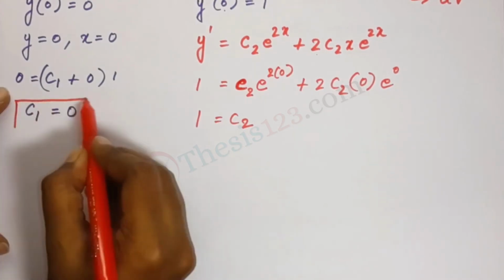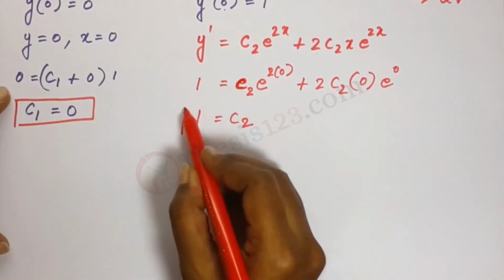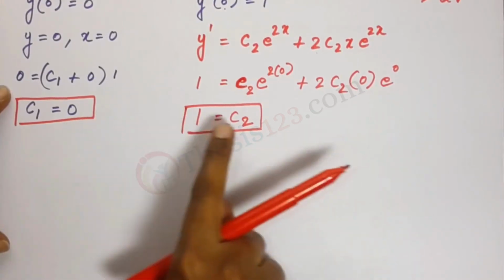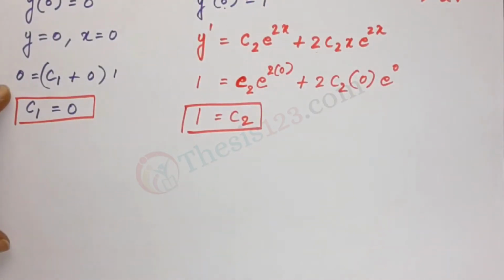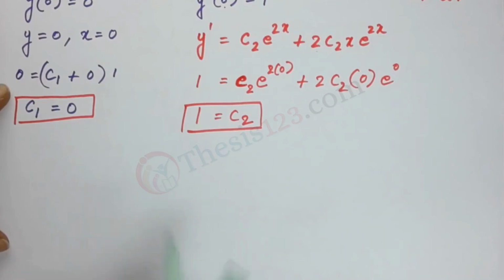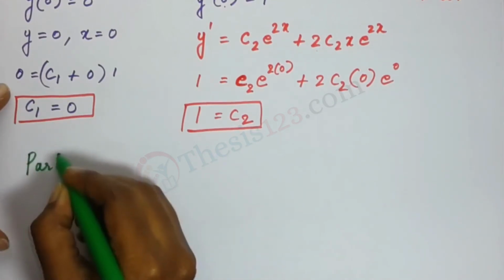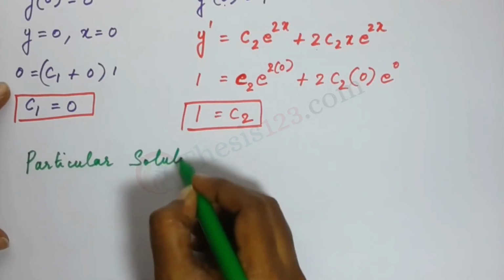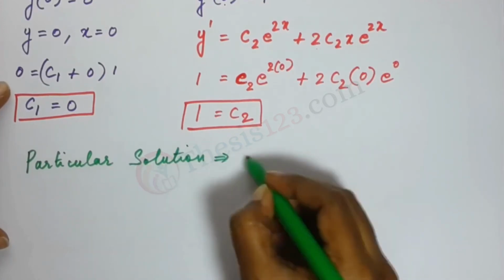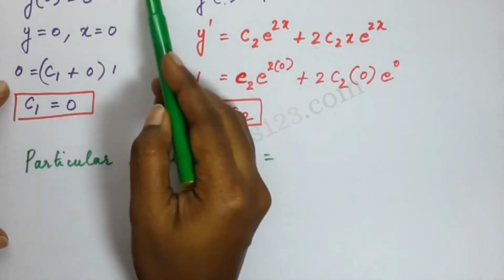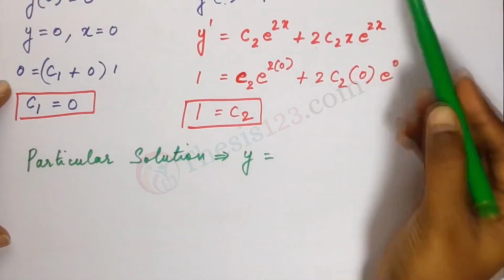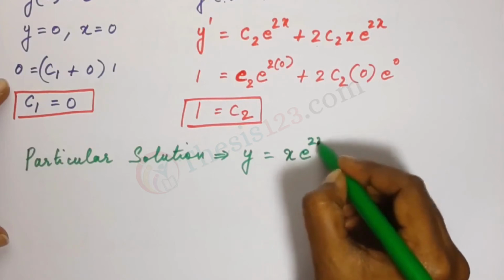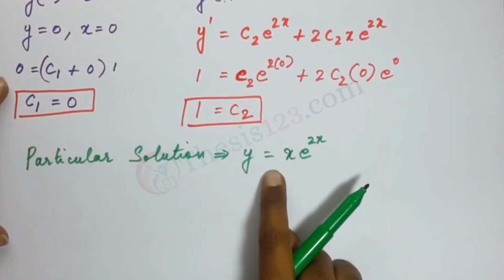So we have two values, C1 is equal to 0 and C2 is equal to 1. If we substitute both these values into the general equation, we will find the particular solution. So the particular solution, y is equal to, C1 is anyway 0, so we have C2, and C2 is 1, so it is x e power 2x. That's our particular solution.